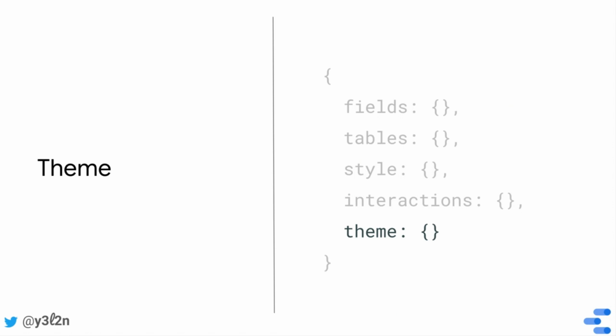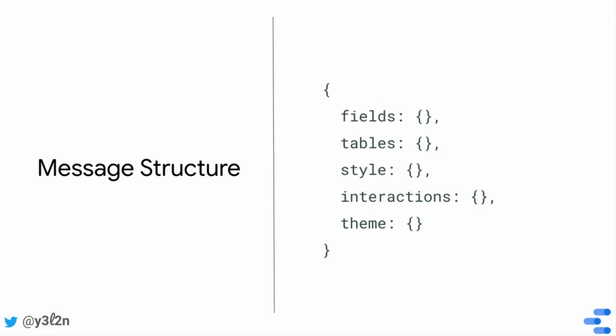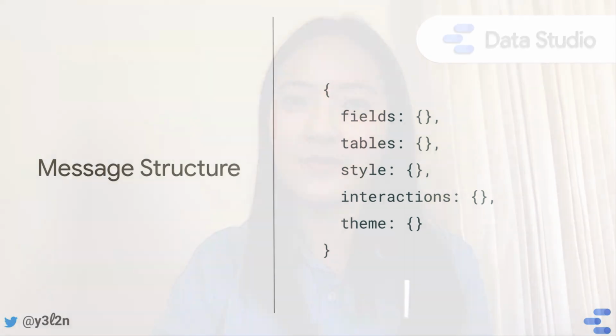I won't go through the whole object here, but it includes report theme information like font family and accent fill color and theme font color. So in summary, the message includes fields, tables, style, interactions, and theme.